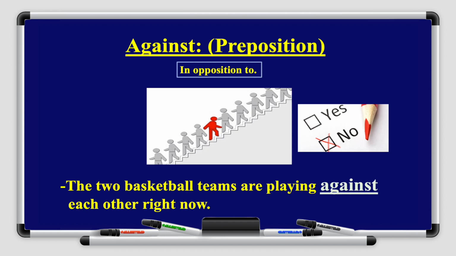Next we have the word against. So repeat after me. Against. One more time. Against. Against here is a preposition. Let's read the example here so we can understand what we mean by the word against. The two basketball teams are playing against each other right now. So against here means in opposition to.